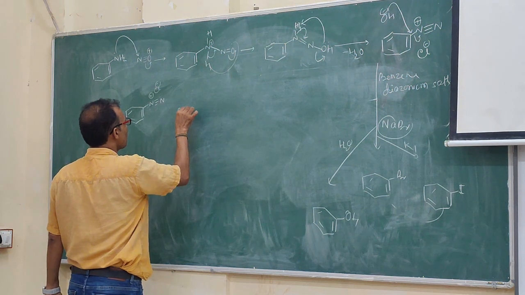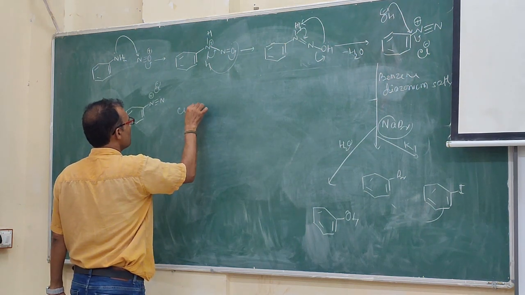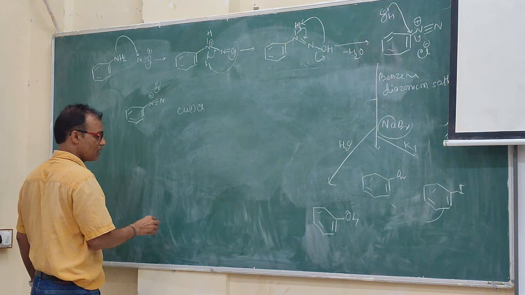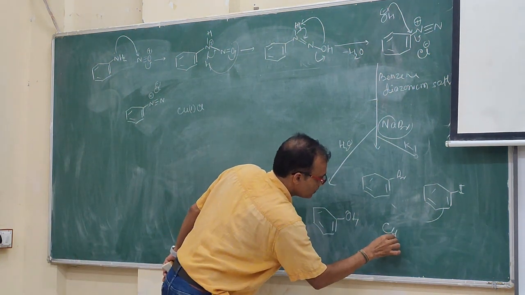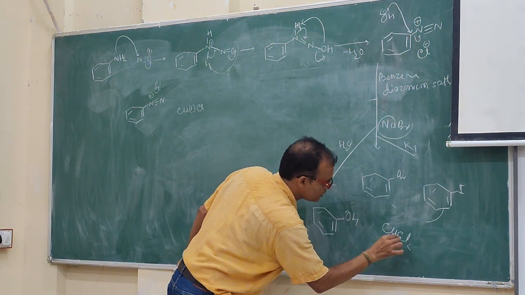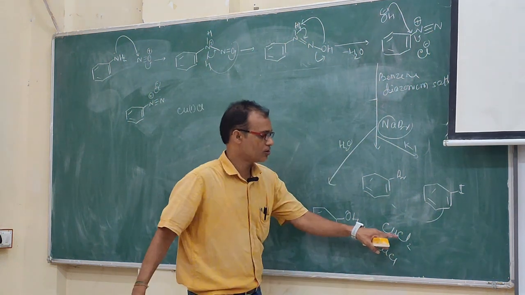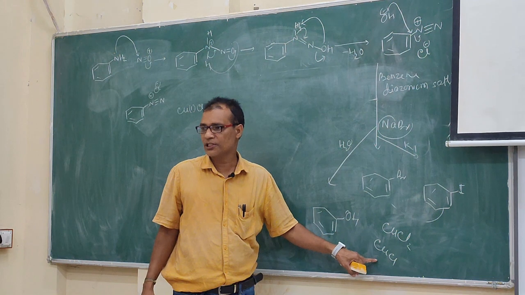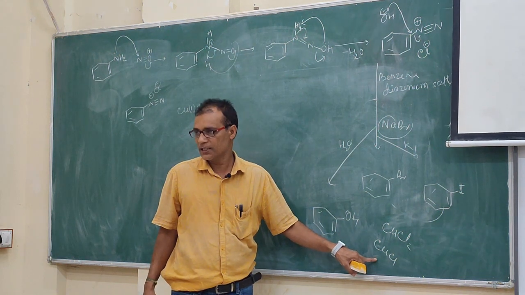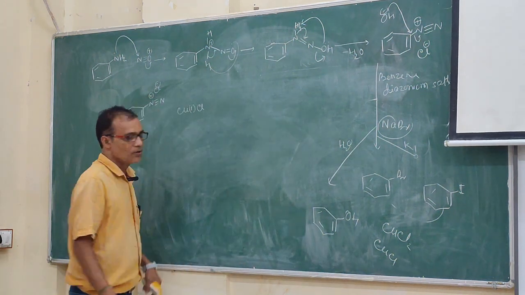Copper 1. You know copper, you can write also CuCl2, or there is also CuCl. This is the oxidation state of copper 2. Here the oxidation state of copper is 1. So here you use the copper 1 salt. So then what will happen?